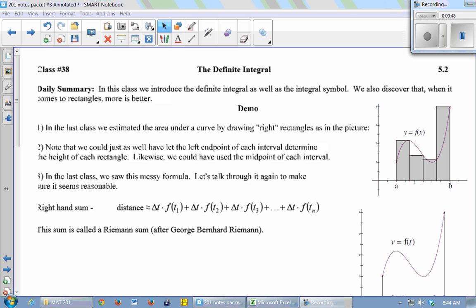All right, so I could just as easily have used the left endpoint of the interval to get the height of the rectangle, or even the midpoint of each interval. We're just going to stick with the right endpoint today just to have some consistency.